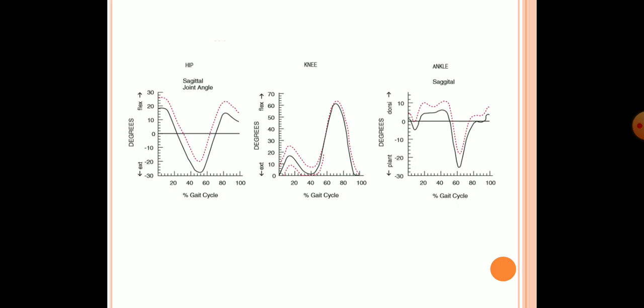In the ankle joint, it starts at about 0 degrees, a neutral position, then goes into plantar flexion of about 5 degrees, and again goes into dorsiflexion of about 10 degrees, and comes to a maximum plantar flexion of 20 to 30 degrees, and again comes back to the normal position when we complete our gait cycle. So these are the sagittal plane movements which are happening in the gait cycle.